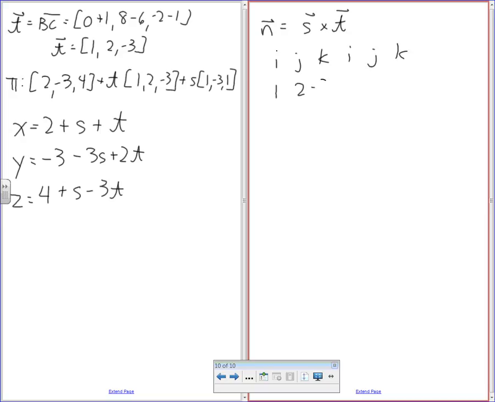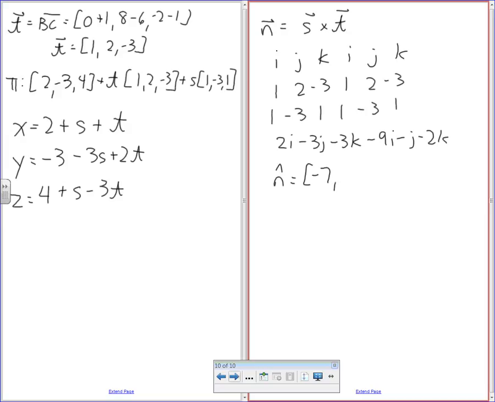i is going to be 1, 2, -3, 1, 2. Okay, guys, listen up, please. Yeah, it's fine. Okay, so this is 2i minus 3j, minus 3k, minus 9i. Is this right? Someone control this for me? Minus j, minus 2k, is that right? Can you change that though? That's what I did. Can I change that or not? I think you can.